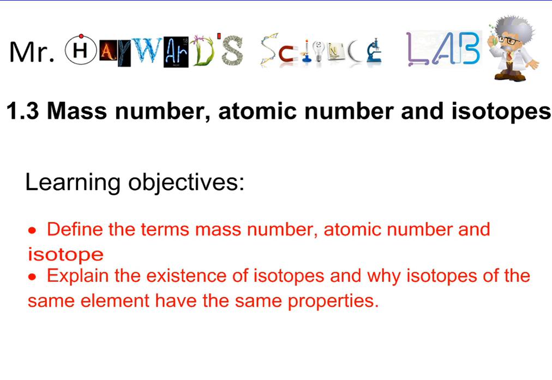Okay, in today's lesson we'll be looking at part 1.3 of the AQA textbook, which looks at mass number, atomic number and isotopes. If you looked at the AQA specification before at GCSE, this is going to come quite easily to you. You'll probably only be finding a few new things, and it'll be reinforcing what you've already learned. So the learning objectives today: define these three key words, mass number, atomic number and isotope, as well as explain the existence of isotopes and why isotopes of the same element have the same properties.